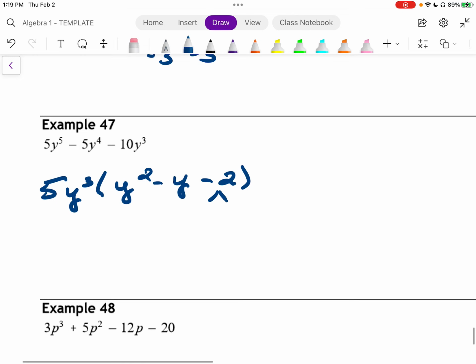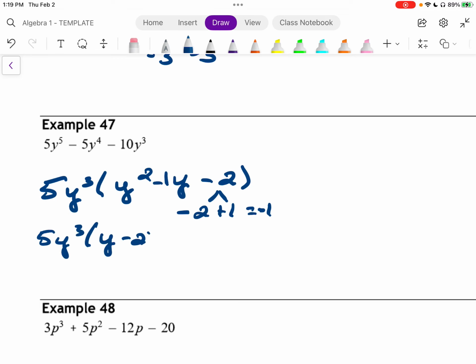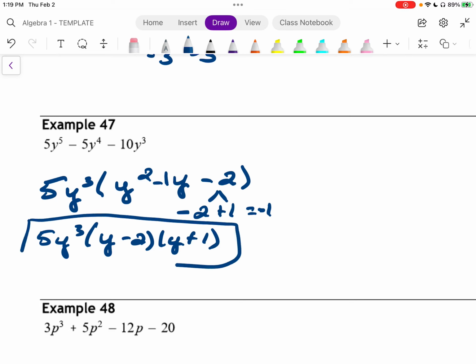Now I look for things that multiply to be negative 2 and add up to be negative 1. That's going to be 2 minus 1. Oops, wait, hold on. Negative 2 plus 1. There we go. So we'll have 5y cubed, y minus 2, y plus 1. And that'll be our answer.